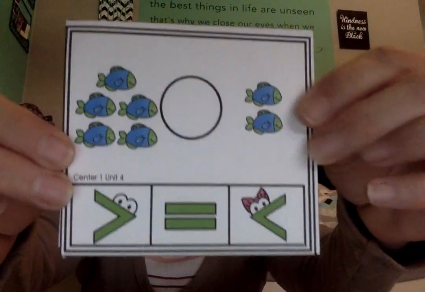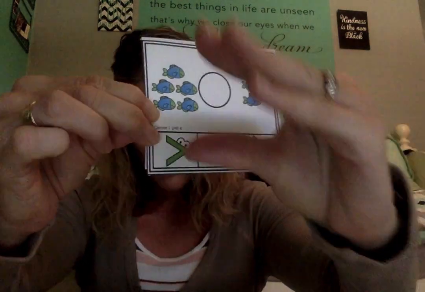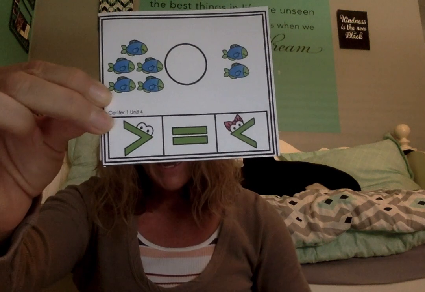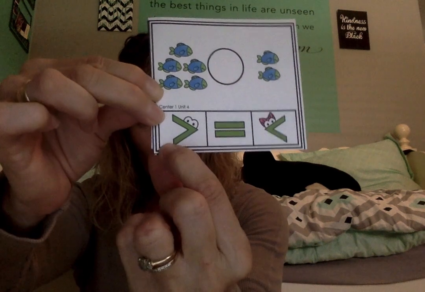This one. Ooh, get ready. Mouth opens to the greater number. Chomp, chomp, chomp, chomp. He's so hungry. 5 is greater than 2. This one. You're doing so super.